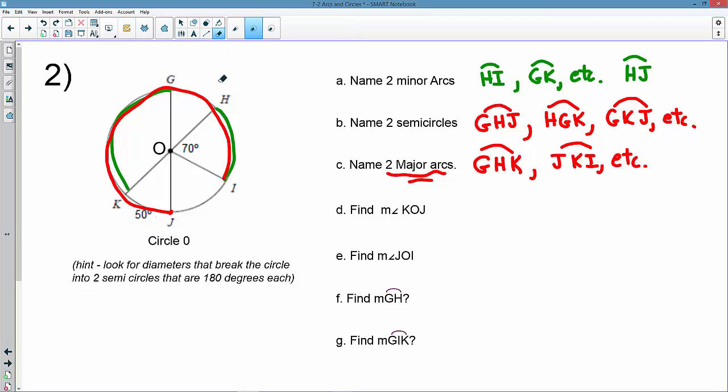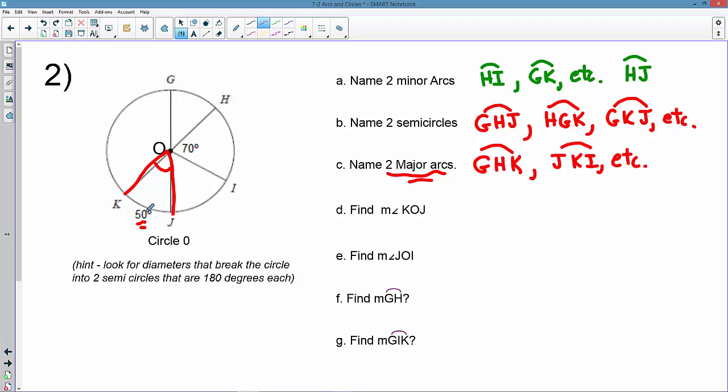Okay, so now the exercise is find the measures, right? So we're going to have to use that knowledge that we used earlier. Find the measure of angle KOJ. So angle KOJ is the angle in here. Well, that's a central angle, and central angles are equal to the measure of the arc that it intercepts. So this is a 50-degree angle.